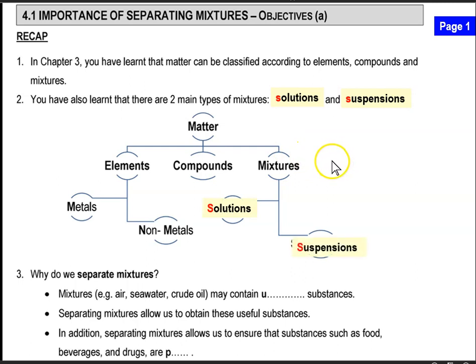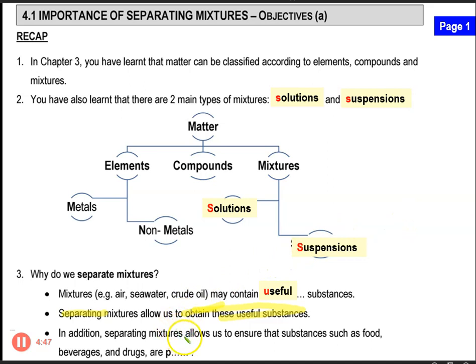So you may ask yourselves, why do we want to separate mixtures? What's the purpose of separating mixtures? Whenever you separate something, it's because you want to get something, right? You want to get the ingredients of it. So mixtures, for example your air, your seawater, and your crude oil, sometimes contain useful substances. And when we separate mixtures, it allows us to obtain these useful substances. You may want to highlight that. So separation allows us to obtain useful substances.